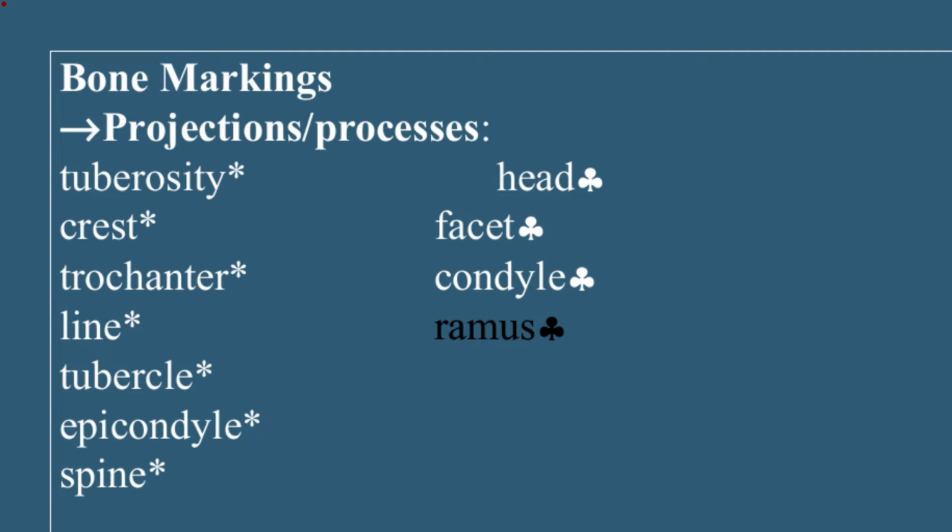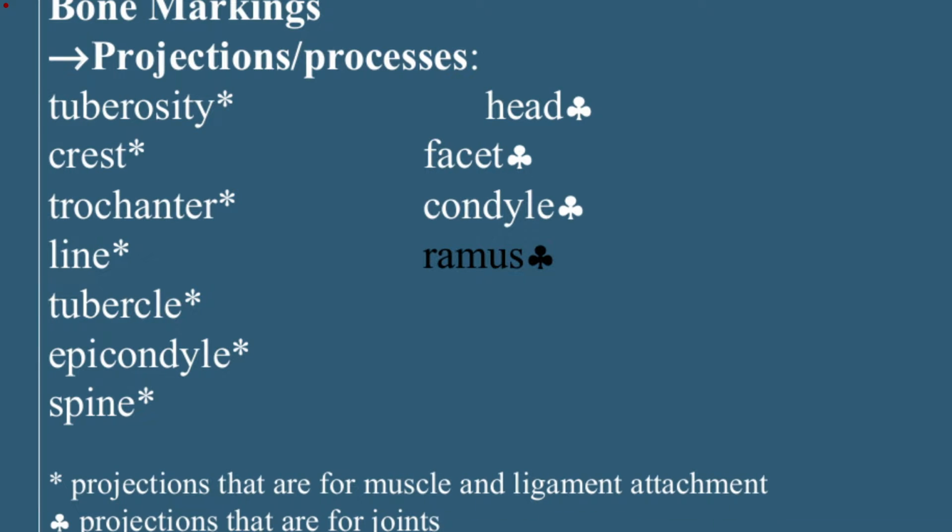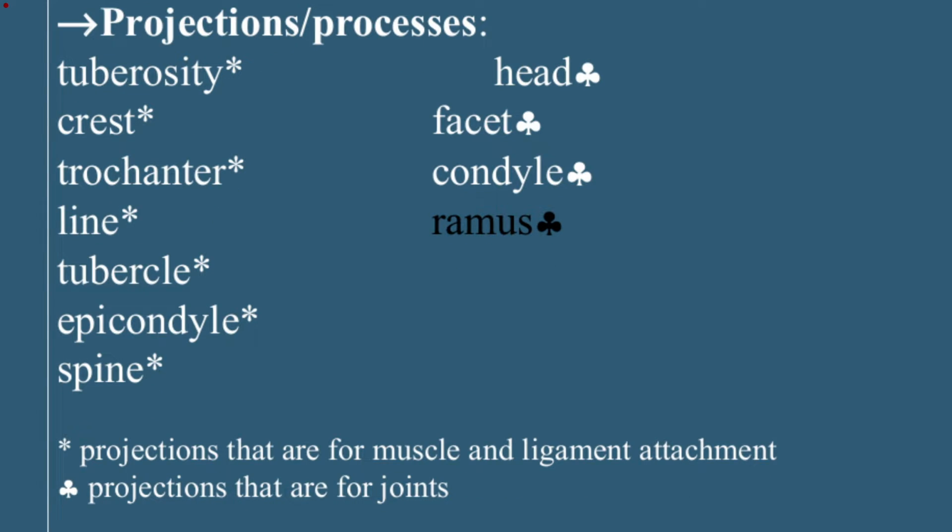So we have bone markings. Some are projections. We got some processes. Then we have some depressions or openings. And so we got tuberosity, crest, trochanter, line, tubercle, epicondyle, spine, head, facet, ramus, condyle. These things are for either forming joints or ligament and muscle attachment. So the ones with the asterisk next to them are for muscle and ligament attachment. The ones with the little clover are for forming joints.